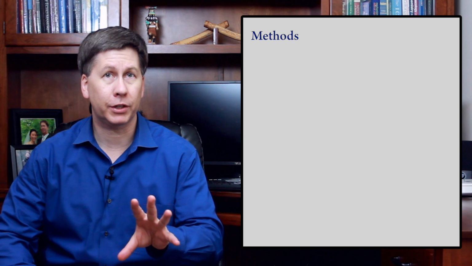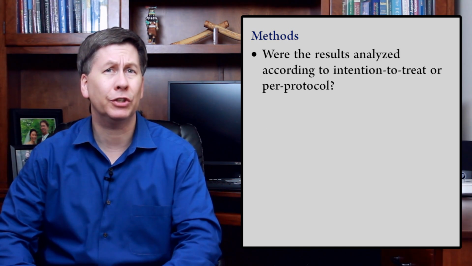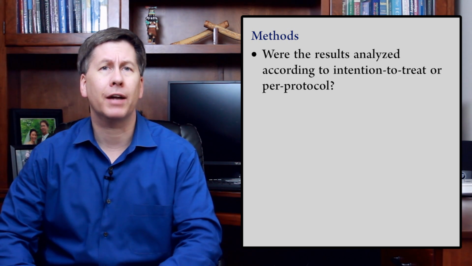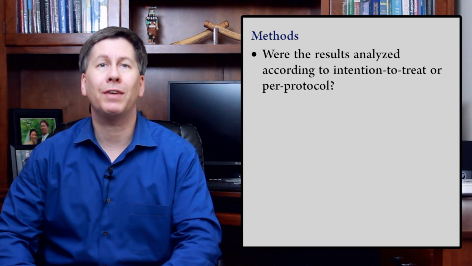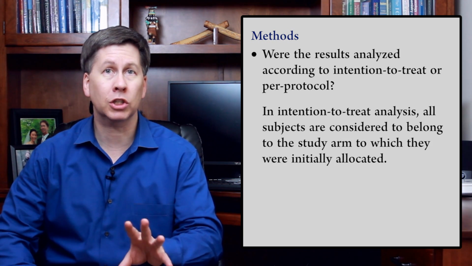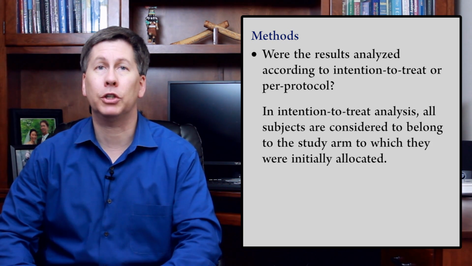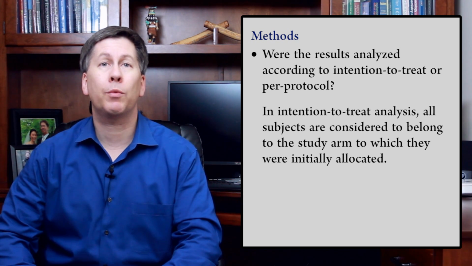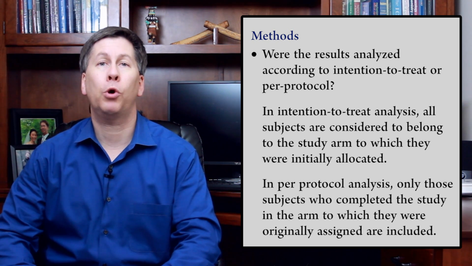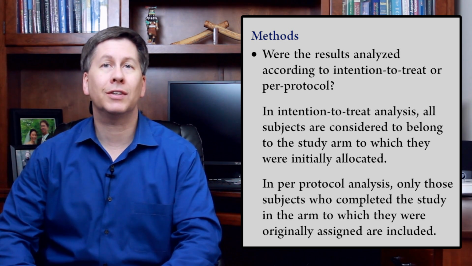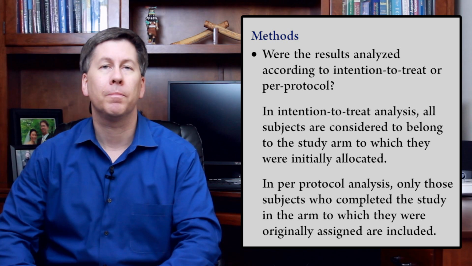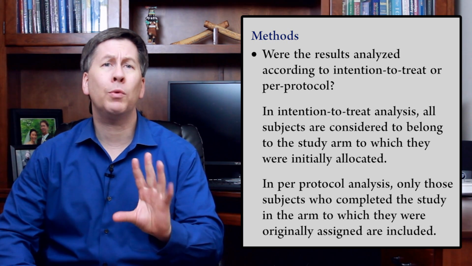And to close out the method section, I'll discuss the difference between intention-to-treat versus per-protocol analysis. Intention-to-treat analysis means that when all the data has been collected and the investigators are calculating p-values and confidence intervals and the like, they consider all subjects to be assigned to the same intervention versus control arms to which they were originally allocated at the beginning of the trial. In contrast, in per-protocol analysis, investigators only consider those patients who completed the study in the arm to which they were initially assigned. Now, you might ask, why would these be different?